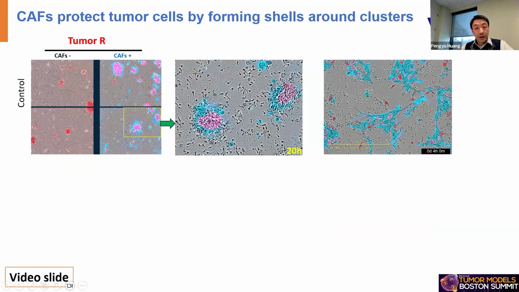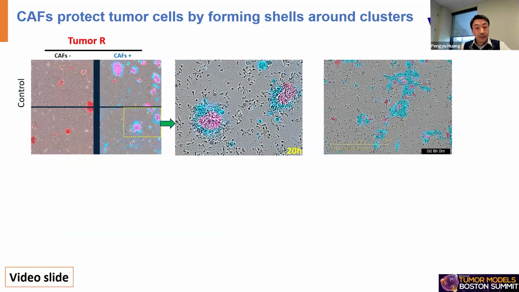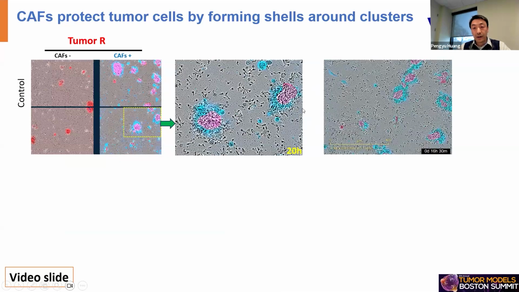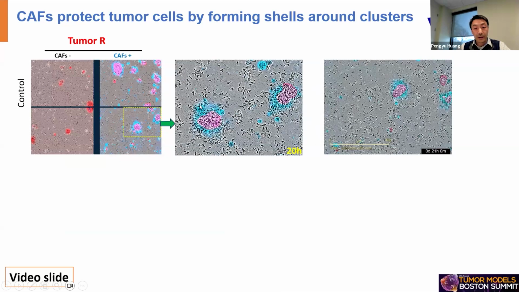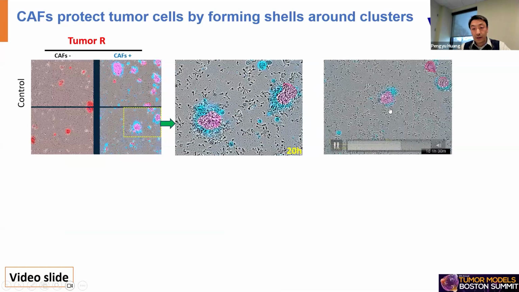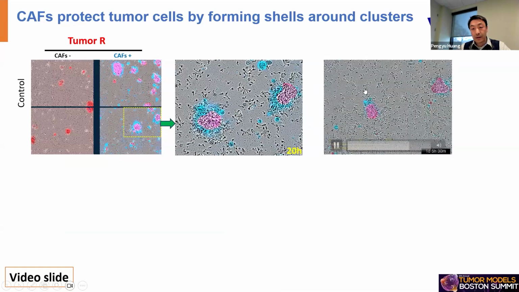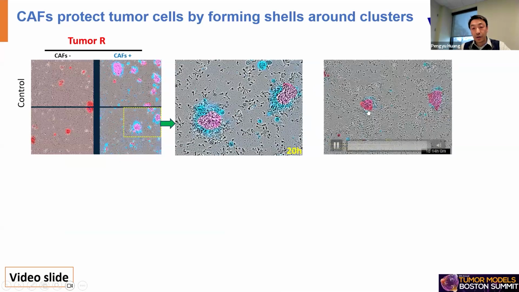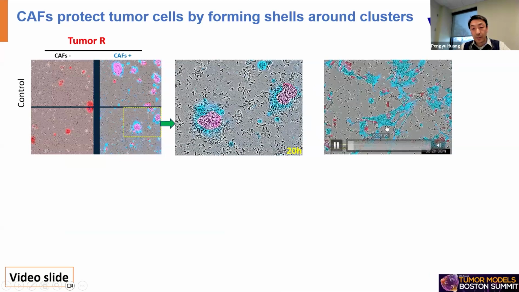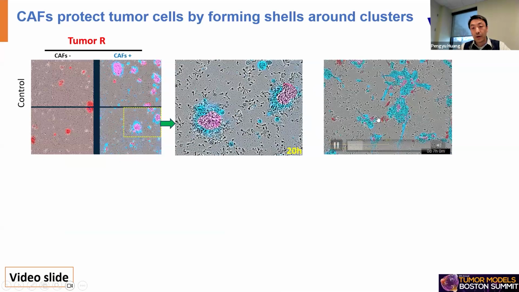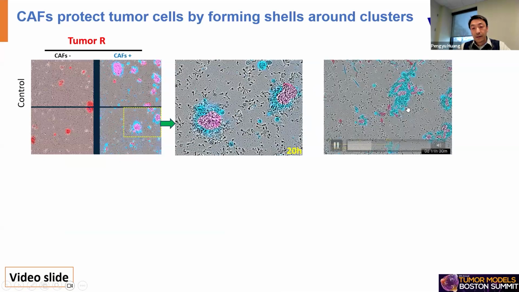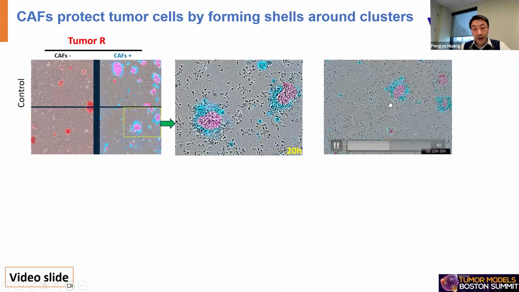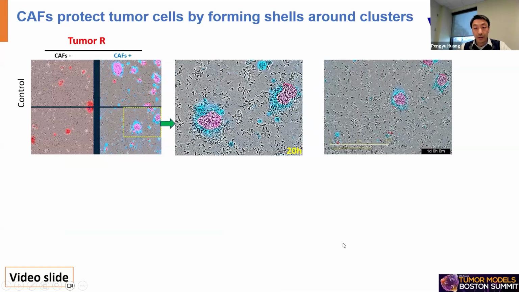So we already showed the CAFs can protect the tumor from immune cell killing. Now I show the live cell imaging. You can see the cells surrounding the tumor. This is real live cell imaging. The small ones are the T cells. The red is the tumor. You can see it again: the blue CAFs are just surrounding the tumor and protect it from killing very well.